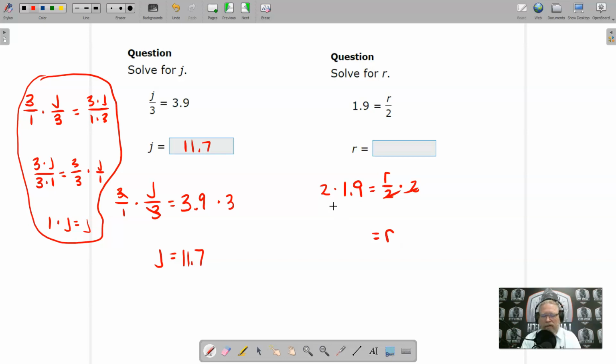And then 1.9 times 2 is going to give me 3.8. So R equals 3.8. And if you like your variables on the right, then you could just switch them around to each side, and R equals 3.8 is the same thing.